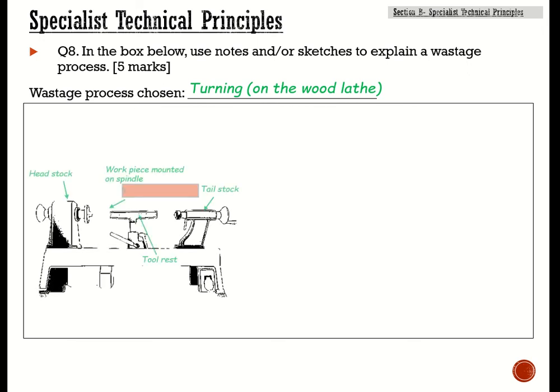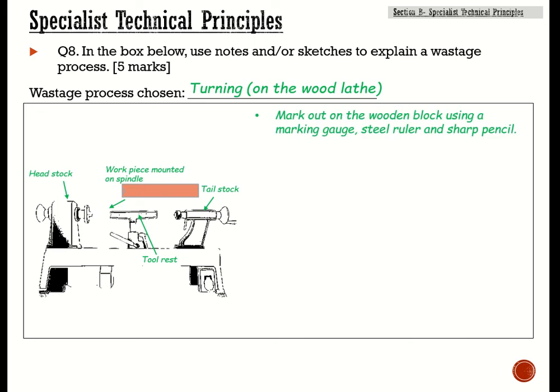If you can, label all the parts that you know. For example, on the lathe, there's the headstock, tailstock, tool rest, and there's a spindle where you put the workpiece. And if you think back to when you were in lower year groups, you would have used this. Then, to get the 5 marks, you need to describe the process. At the moment, you've probably only got 1 mark for a little sketch. So go through.